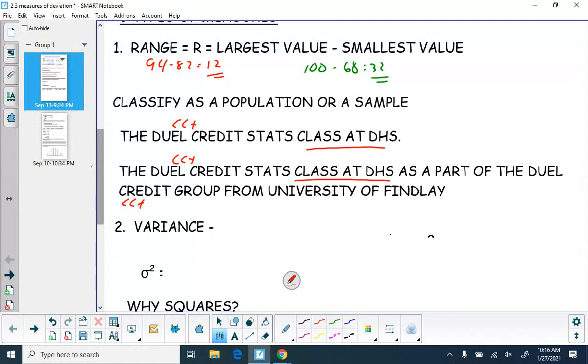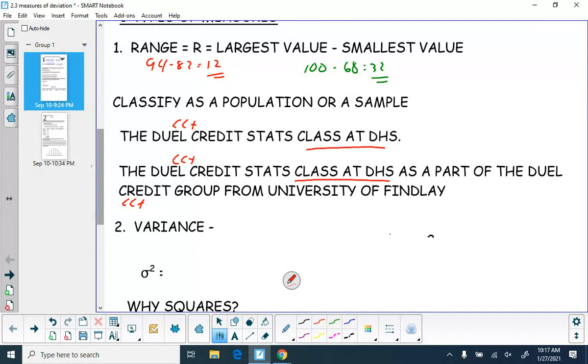If we just took a look at our class at Downton High School and said, I'm going to do a statistical analysis on that, and then turn around and go to the second one, this class at Downton High School, a part of the entire University of Findlay web of College Credit Plus classes. They have probably 50 schools that teach College Credit Plus through them. One of these is a sample, one of these is a population. Which one's a sample, which one's a population?